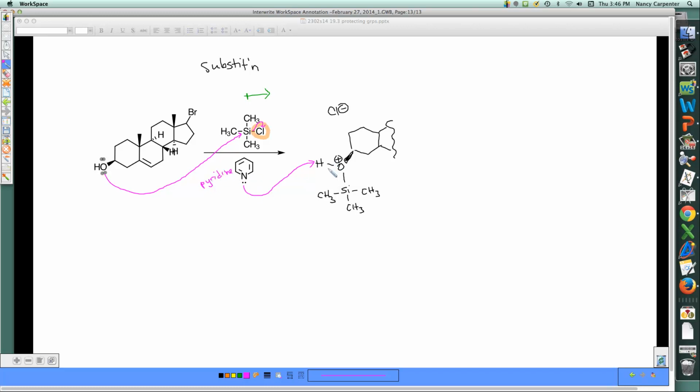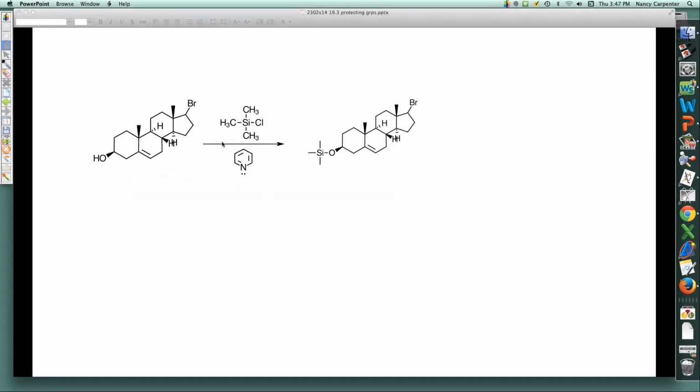So the pyridine deprotonates to give the protonated pyridine, which has a counter ion of the chloride. So what do we got here? We have made a silyl ether by putting this group on your oxygen.